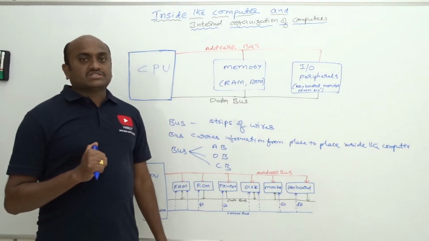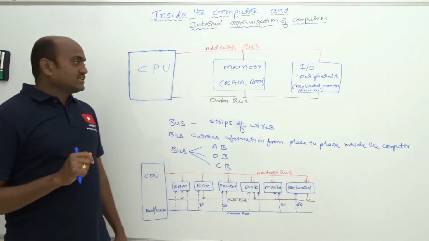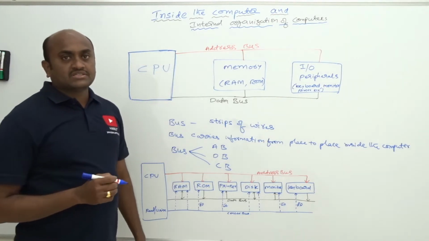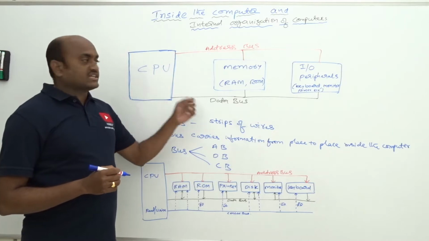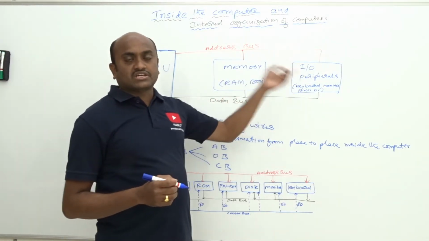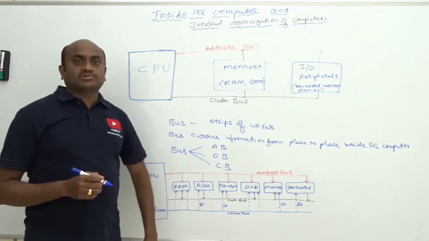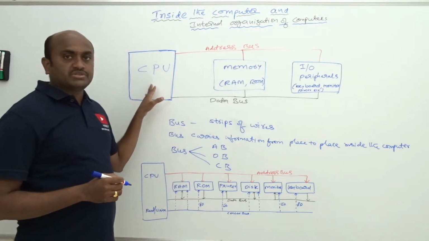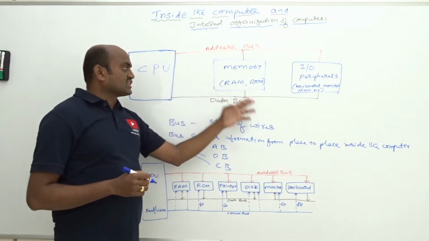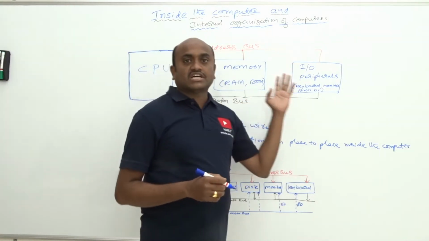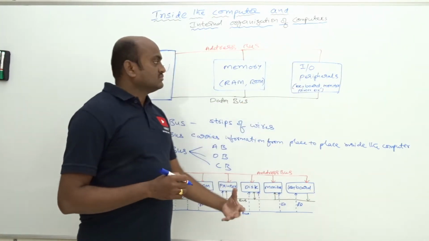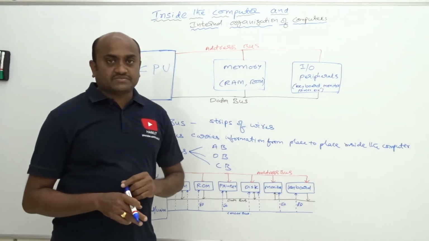So inside the computer, what is there? We already know that there will be a CPU, the central processing unit. This CPU will be connected with two important blocks. Every processor or every controller will have three important units inside it. One is the CPU, which is connected with two blocks. One is memory, both RAM and ROM, and the next one is I/O peripherals. These I/O peripherals could be keyboard, monitor, printer, etc.